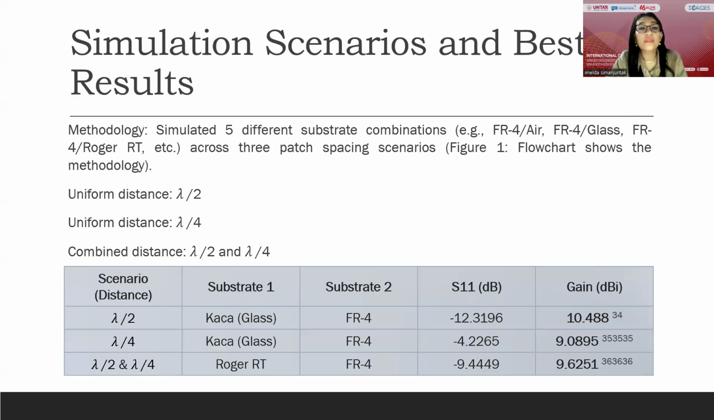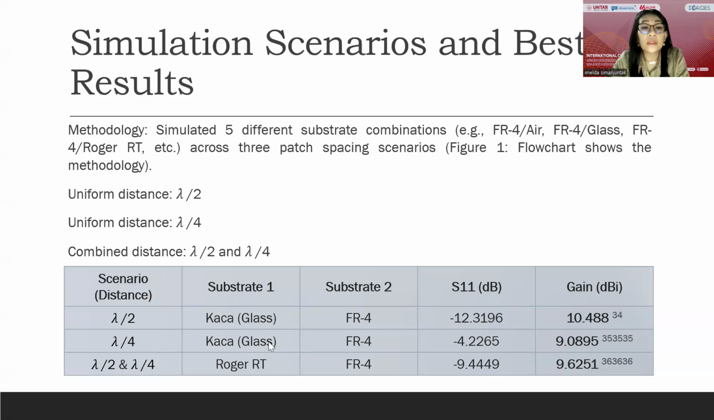After we used the simulation with three different scenarios, with substrate combination first glass and then FR4, the return loss we got is minus 12.3163 with gain of 10 decibel.